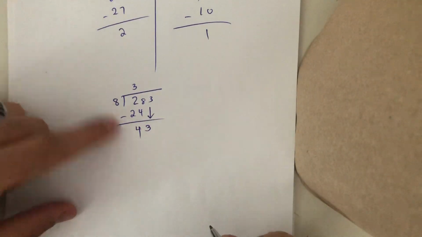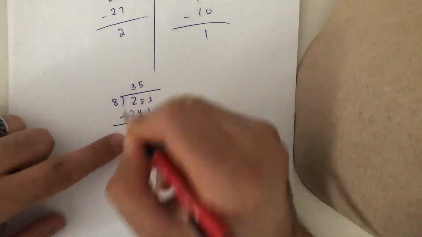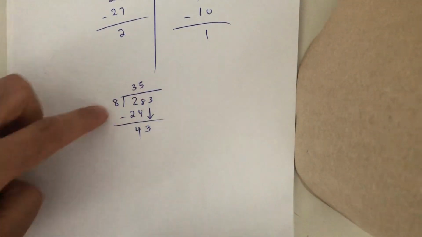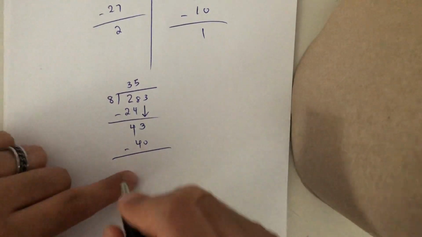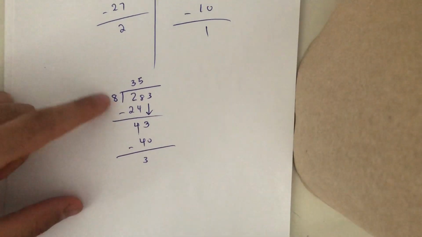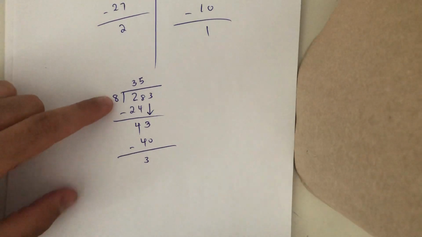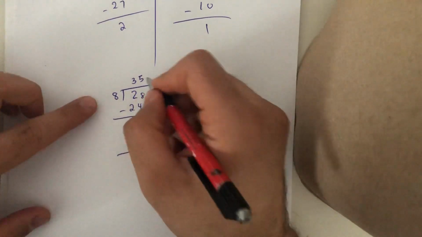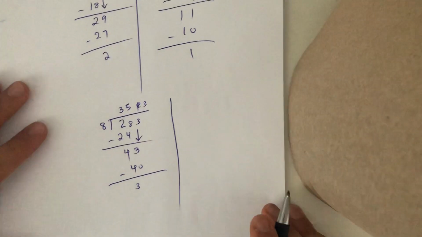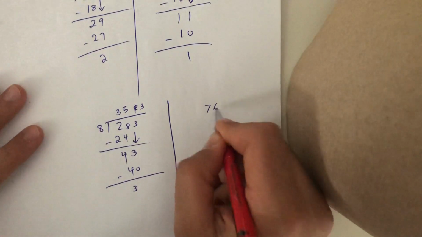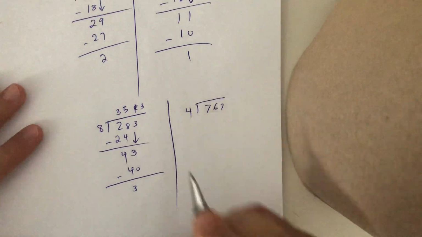How many times can 8 go into 43? It could go into it 5 times. What is 5 times 8? It is equal to 40. 43 minus 40 equals 3. So 283 divided by 8 is equal to 35, remainder 3. One more example. What is 767 divided by 4 equal to?